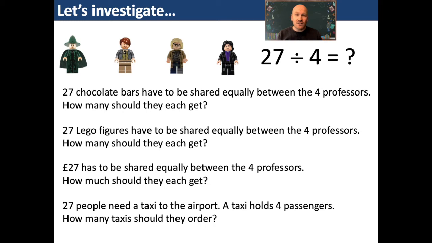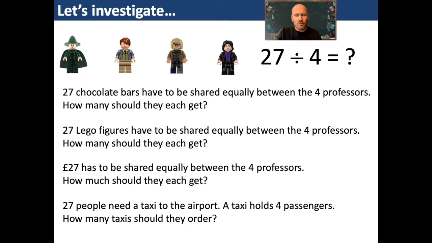So the first 3 we had to share chocolate bars, Lego figures and money between 4 professors, so we naturally shared. The last problem, we needed to find out how many taxis, and we knew that each taxi could hold 4 people. So that meant that we naturally grouped 4 at a time. Not only did we use different strategies, but we came up with 4 different answers there.